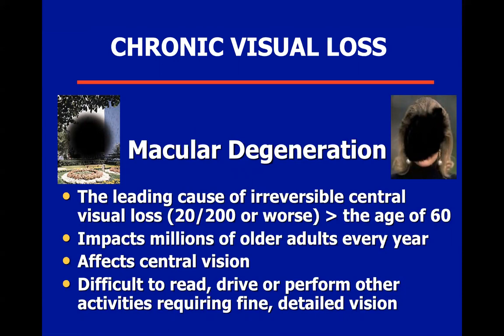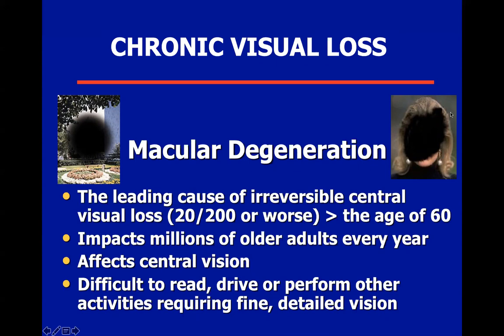Macular degeneration, this is a chronic visual loss. Unfortunately, it's a leading cause of irreversible central vision loss, over the age of 60, but not in our part of the world. It's mainly in the developed part of the world. So we see it, but not as much as we do in the West. It impacts millions of older adults every year. This is mainly in the US and Europe.